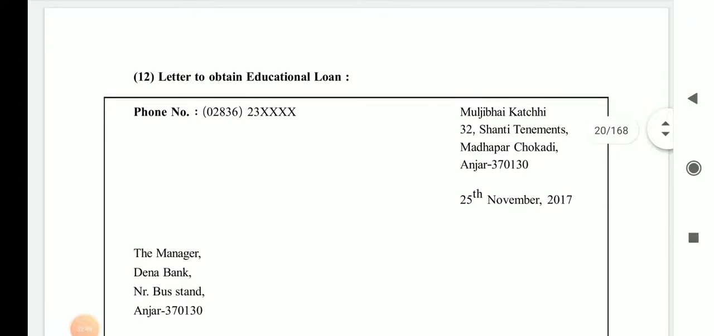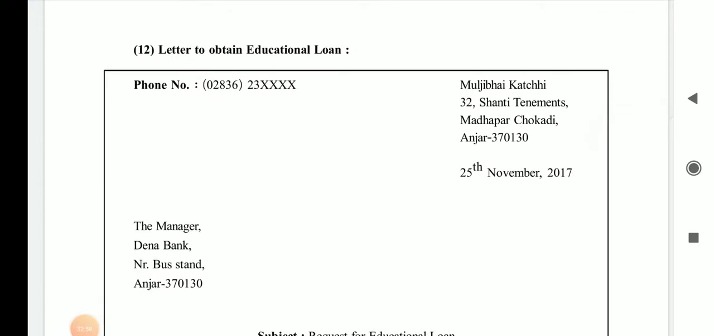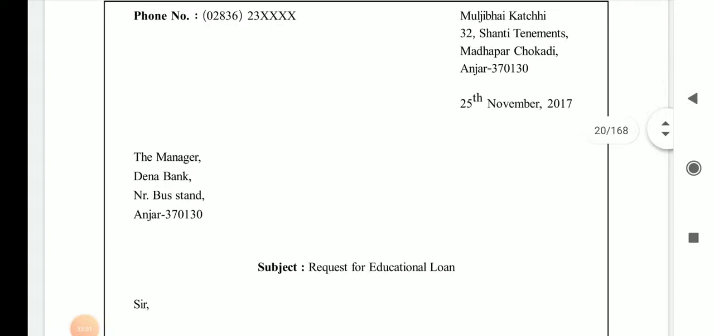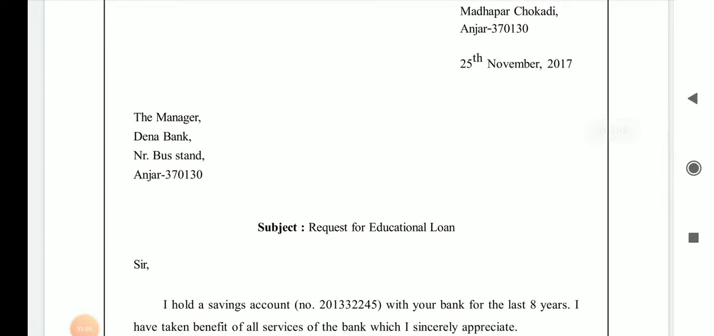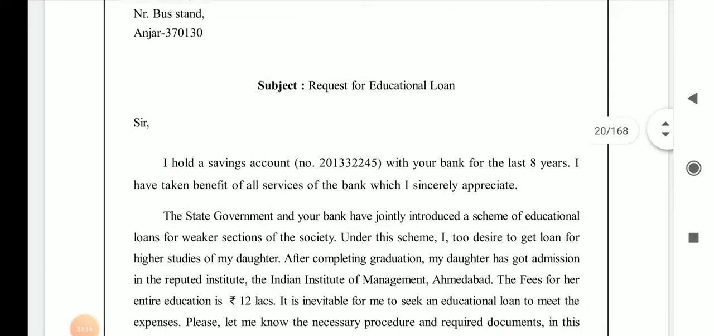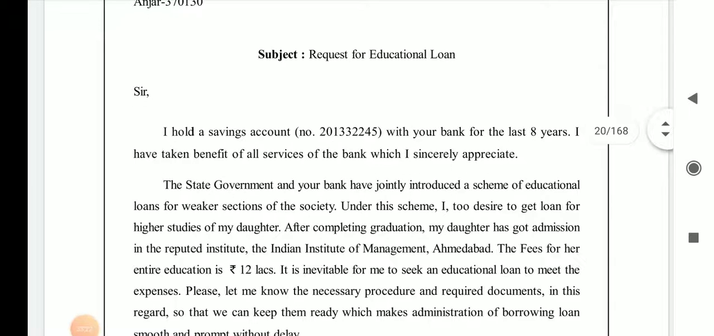Here the writer is Moljibai Kachi, who is the person. Phone number. Address is 32 Shanti Tenement, Madhapur Chokdi, Anjar. Put a full stop behind the pin code. 25th November 2017. The Manager is the designation, Dena Bank, near bus stand, Anjar, and put a full stop behind the pin code. Subject is to request for the education loan. These persons want an education loan for their children.